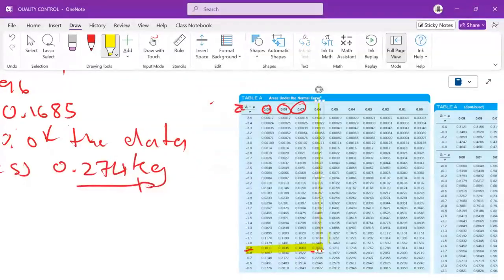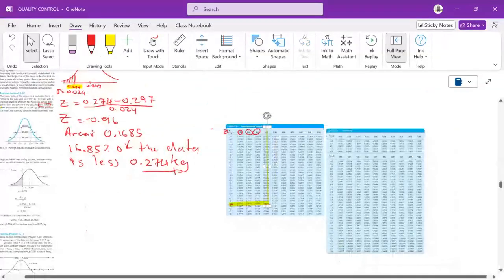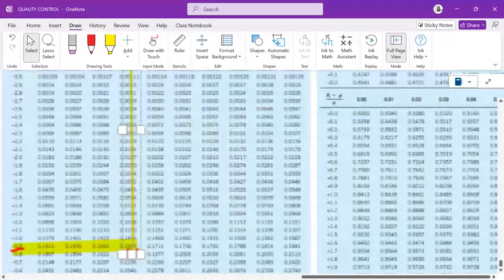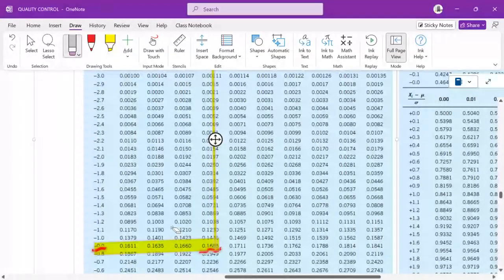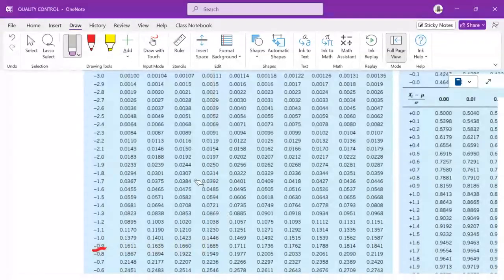I hope this makes sense. And then you take that area. That area is in the form of a percentage. So that area is going to be 0.1685.